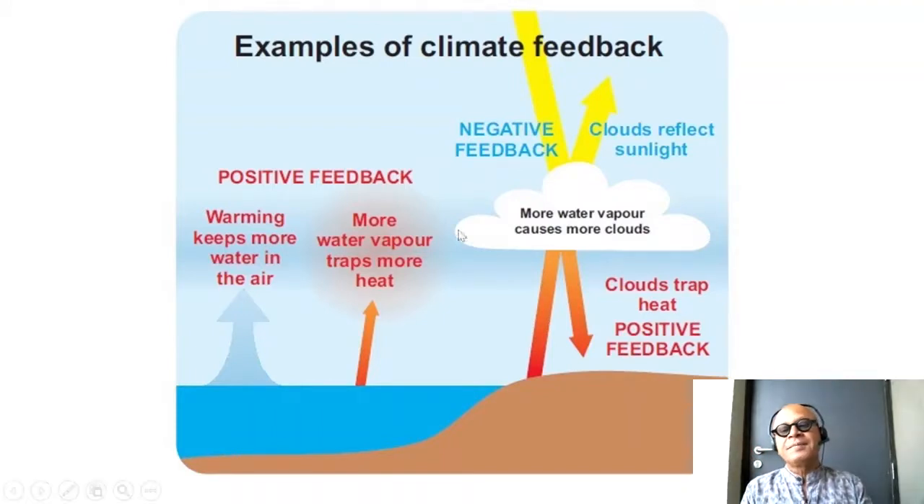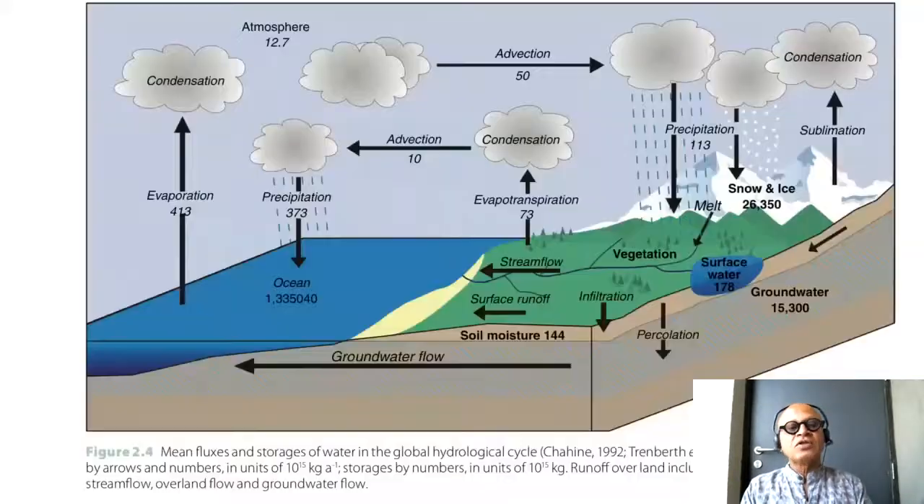Okay, and more water vapor can cause more clouds, but clouds can also trap outgoing longwave radiation and create positive feedback. For example, in general, cloudiness during the day can cool because it blocks sunlight, but at night it can block outgoing longwave and make it warmer. Okay, so there are all these positive and negative feedbacks in the system.